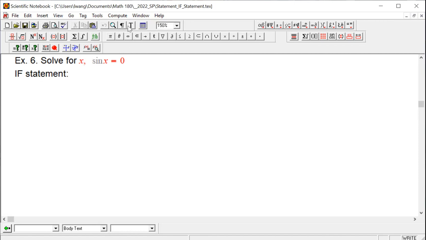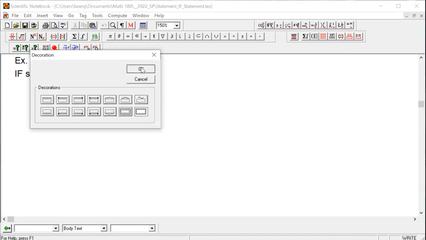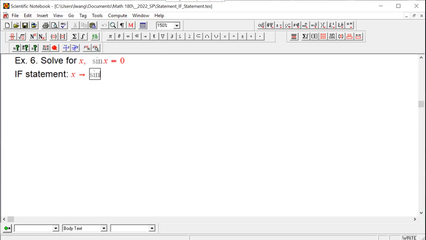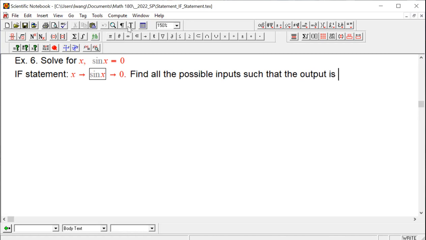It says we don't know the input, and we know the rule of the function. And we know the output is 0. We're going to identify all the possible inputs such that the output is 0. That's the nature of the question.